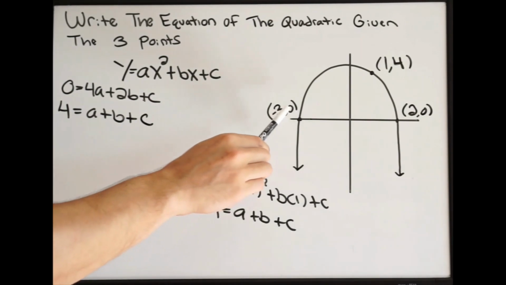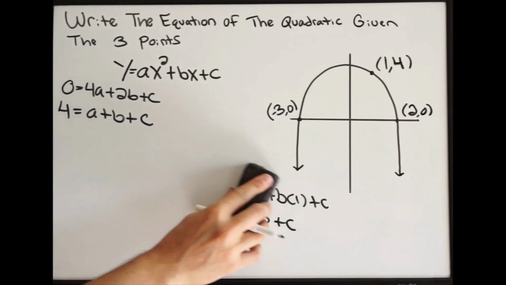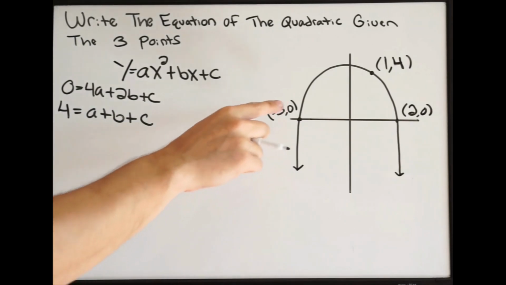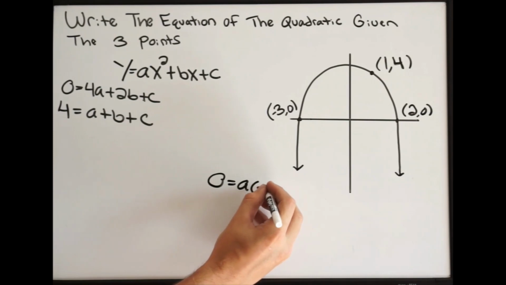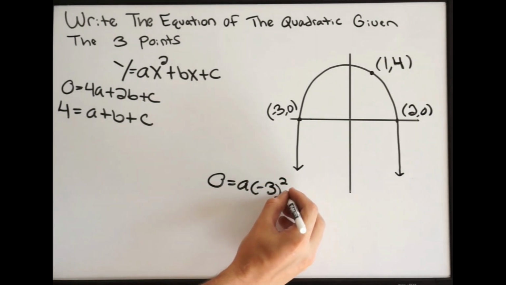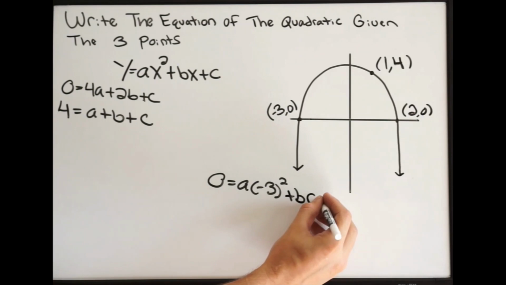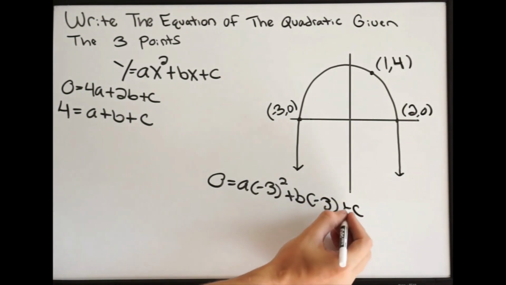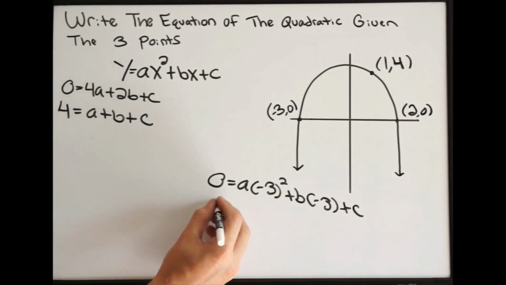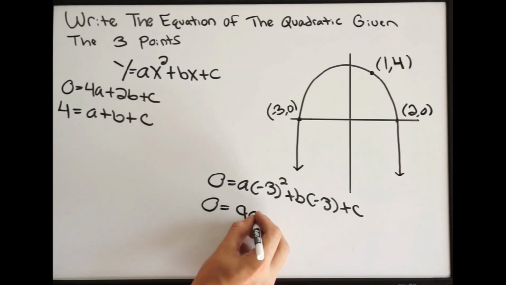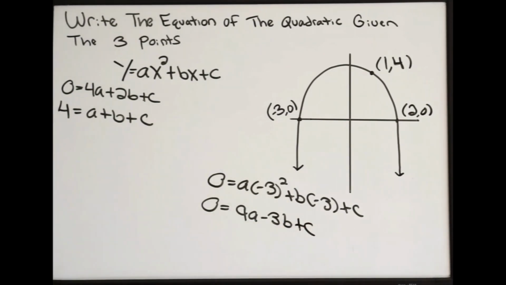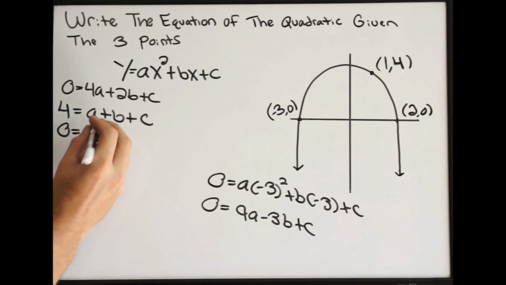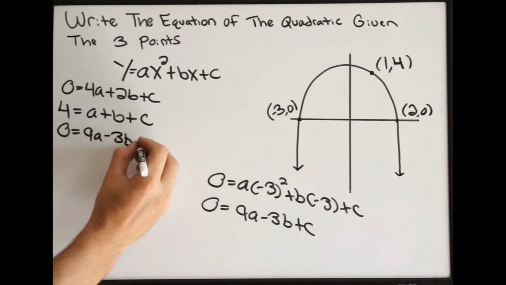All right, let's do this one right here, and we'll get our last equation. So again, my y is 0, my x is -3, so let's plug it in. So 0 is equal to a(-3) squared plus b(-3) plus c. Okay, so we get the following. We get 0 equal to 9a minus 3b plus c. All right, there's our last equation. Let's go ahead and record that. So 0 equal to 9a minus 3b plus c.